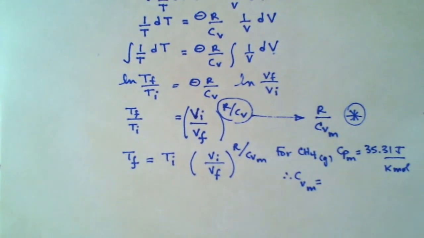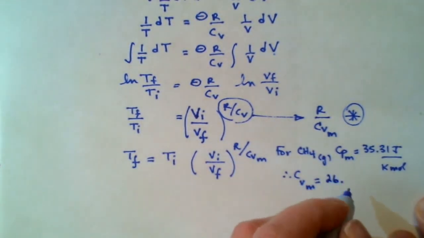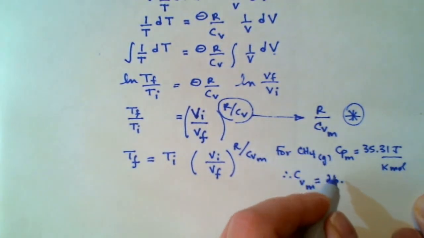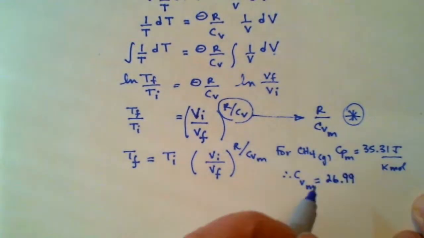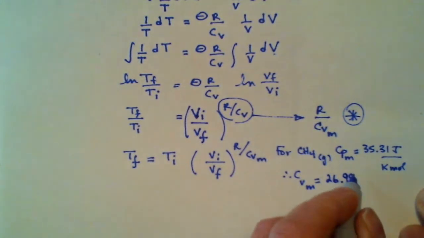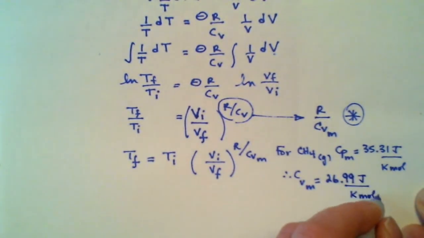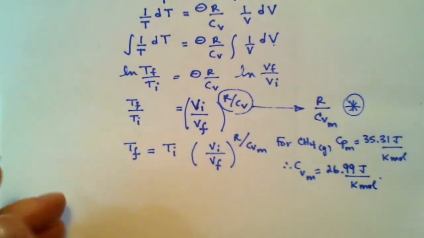So 35.31 minus 8.3145. And that leaves me a value of 26.99. I'll leave it like that, two decimal places carrying, joule per K mole. So that's the one that I'm going to use here. Okay? Let's get some more room.